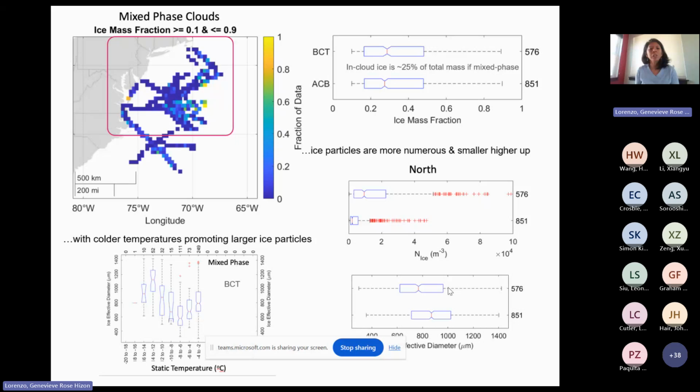On the lower left, if we differentiate the temperatures more, we see that with colder temperatures the ice effective diameters are relatively larger than at relatively warmer temperatures, for both the below cloud top and the above cloud base legs, even though I'm not showing the ACB mixed phase values here.